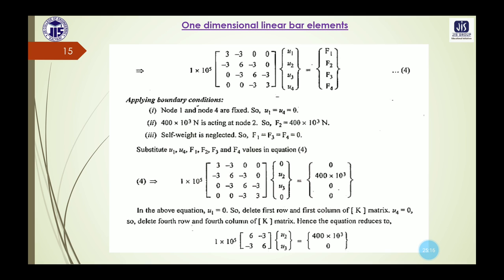Now at point P, it means at nodal point 2, 400 into 10 cube Newton is acting. So F2 is 400 into 10 cube Newton. And as the self weight is neglected, F1 equals F3 equals F4, which is equal to 0. So these are the three different boundary conditions. Now if we put these boundary conditions in equation number 4, U1 and U4 are 0, and except F2, all the other forces are 0 on the right hand side of this equation.